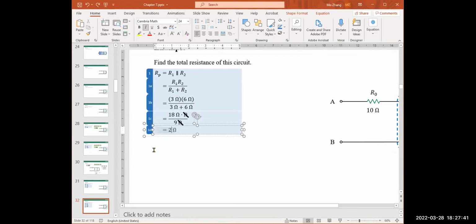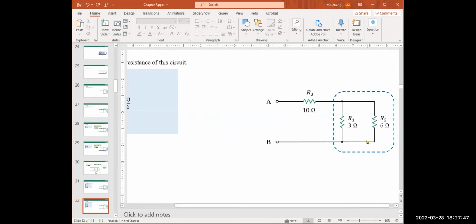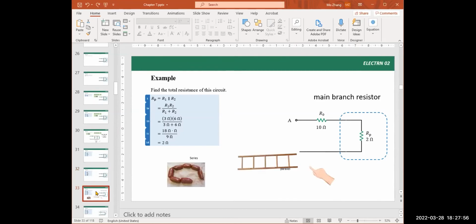Questions? Questions in how we get 2 ohm over here, this equal to 2 ohm? Okay, cool.